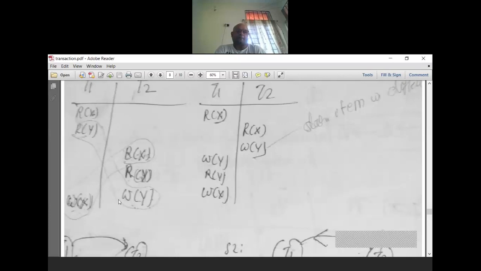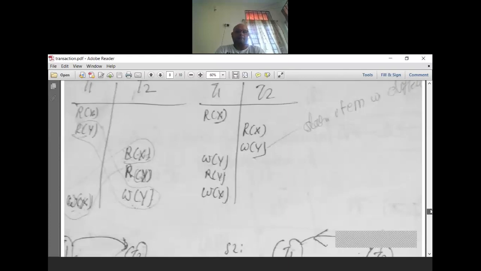Now I will see read Y, write Y: does it conflict? Yes, it conflicts because the data item is the same and the operations are different, meaning one of the operations is a write operation. In a similar fashion, I will check from T2. It is read X and write X, so it conflicts because one of the operations is a write operation and it is on the same data. So in a similar fashion, I can find out.